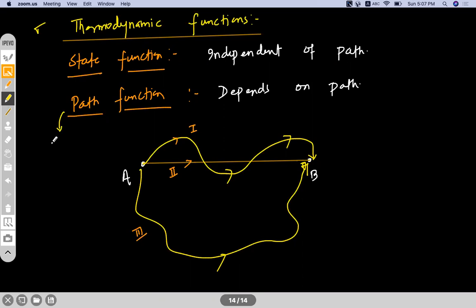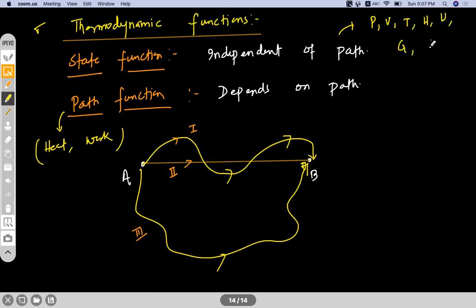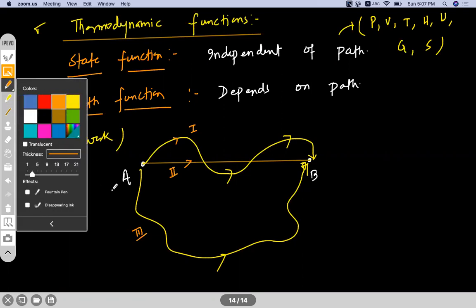Is it clear? So we can write the example here. Heat, work done, all are path functions, isn't it? It depends upon the path that you choose, correct? Independent is what? Independent of path, state function. We can think of pressure, we can think of volume, we can think of temperature, we can think of enthalpy, we can think of internal energy, Gibbs free energy, entropy. All these are state function. Means if the pressure at A is PA, at B is PB, no matter what path you choose, 1, 2, or 3, the pressure at B is always PB, correct? Volume VB, temperature TB.